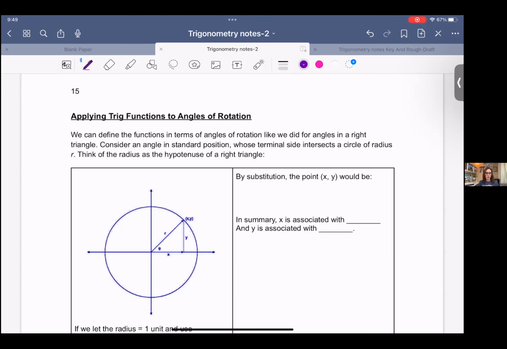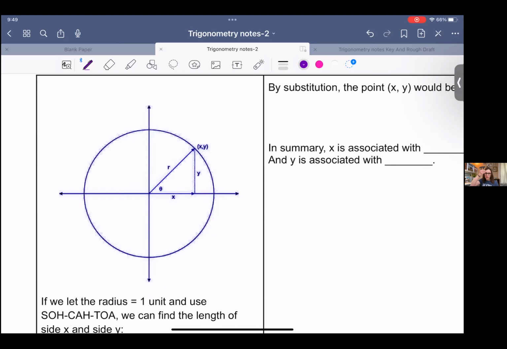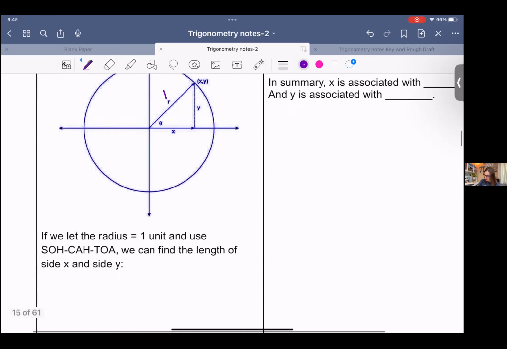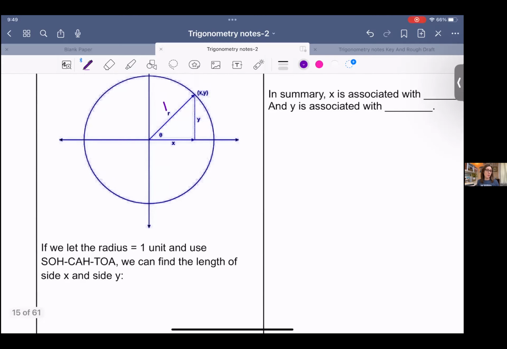trigonometry throughout the course. Okay, so we can define trig functions in terms of angles of rotation like we did for angles in right triangles. So I have a circle here. We'll just call it the circle for now. And I've got a triangle measured out in this circle, and I've labeled the triangle as X, Y, and R. And for the sake of this example, we're going to let the radius equal 1. And when the radius equals 1, we refer to this as the unit circle.